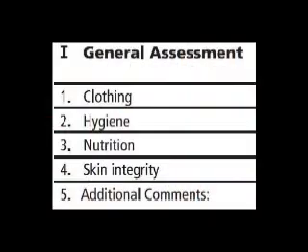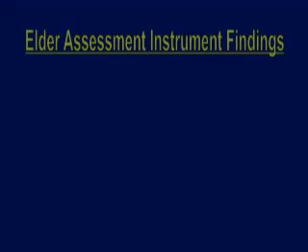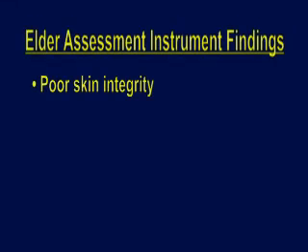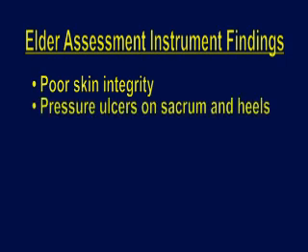The first section is the general assessment. If you're looking at your tool right now, what we found significant in Mrs. Schwartz was her skin integrity, and we graded that as poor. She did have a pressure ulcer on her sacrum, stage 2, and she also had bilateral stage 1s on her heels. So that's very concerning. And as Janice had mentioned before, this is a lady who's pretty ambulatory, although she does require assistance.